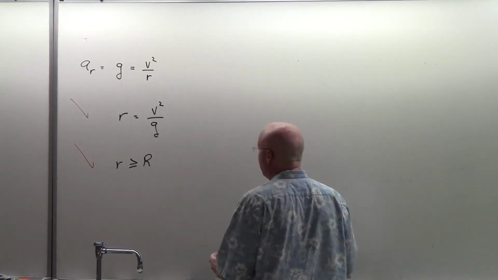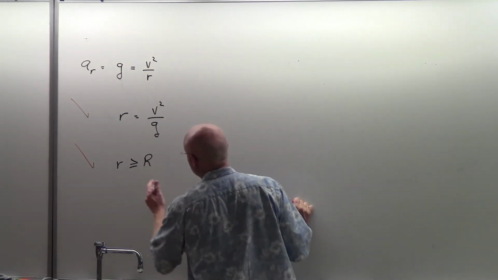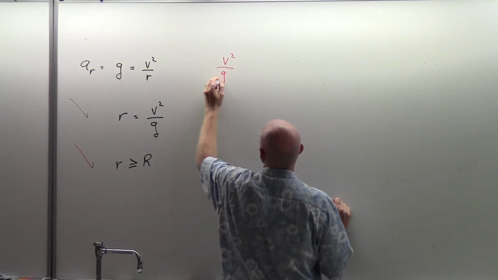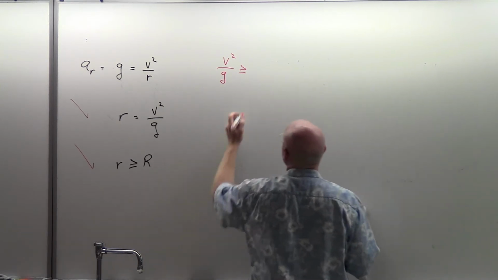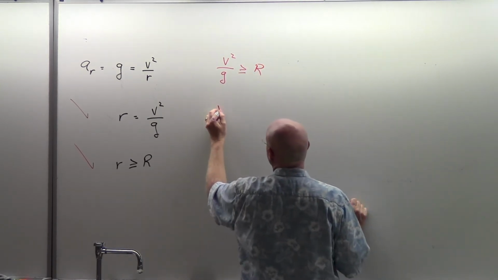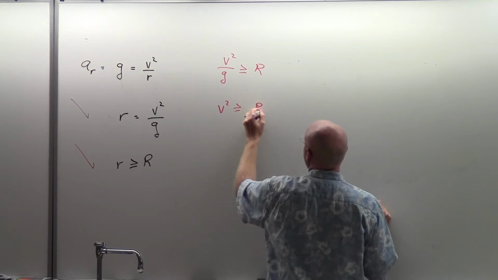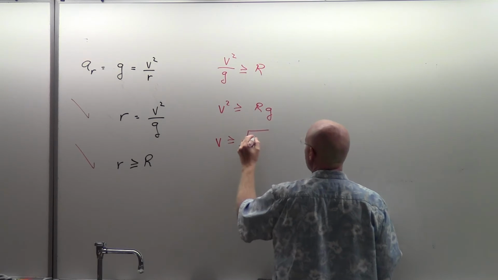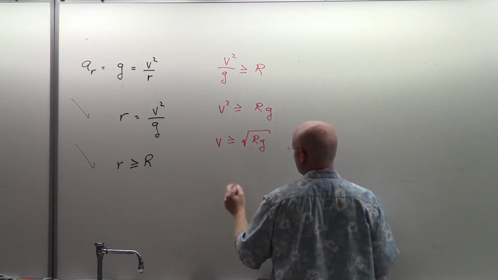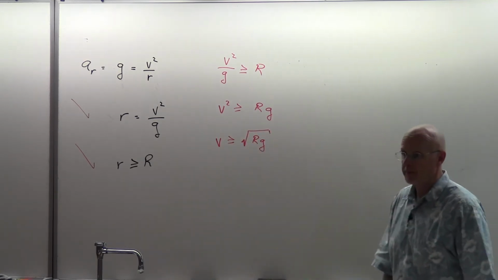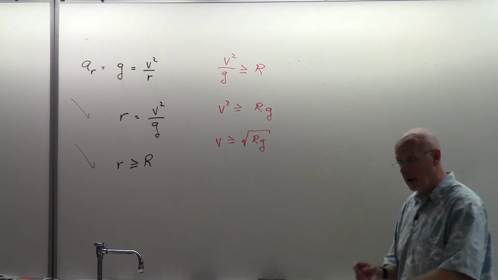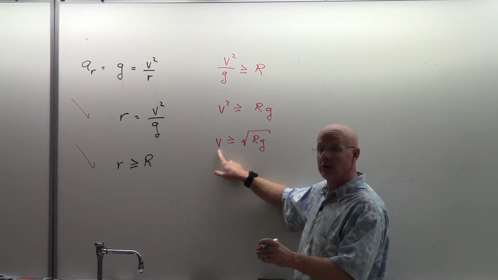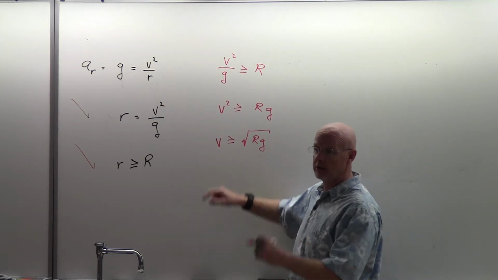So once you do that, you can then substitute these two together and say v squared over g must be greater than or equal to r. Or v squared must be greater than or equal to rg, or v must be greater than or equal to the square root of r times g. And so if you kick it with this speed or greater, it won't hit the rock. Lower speed than that, it will hit the rock.